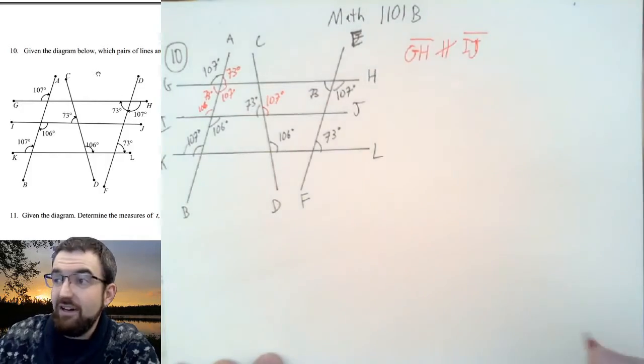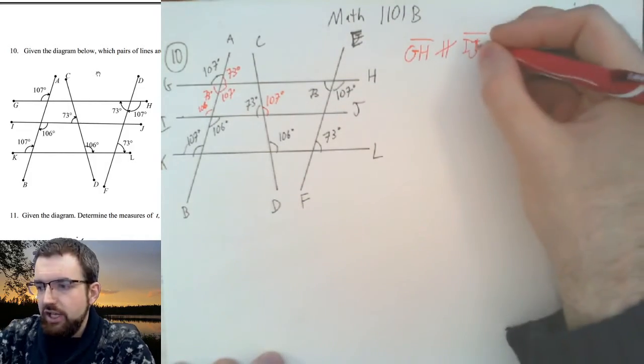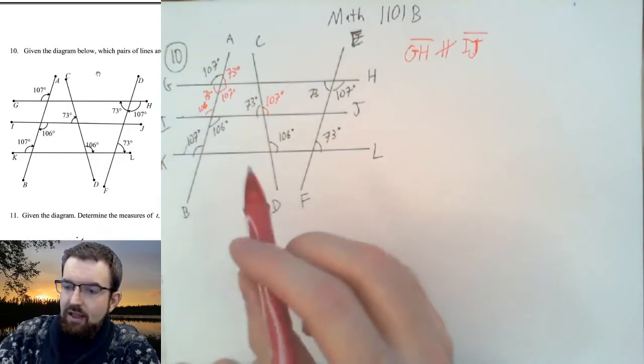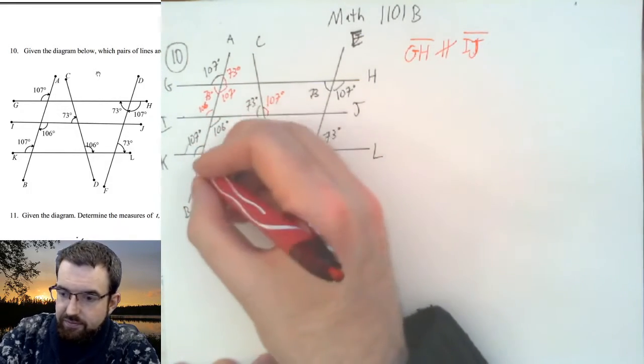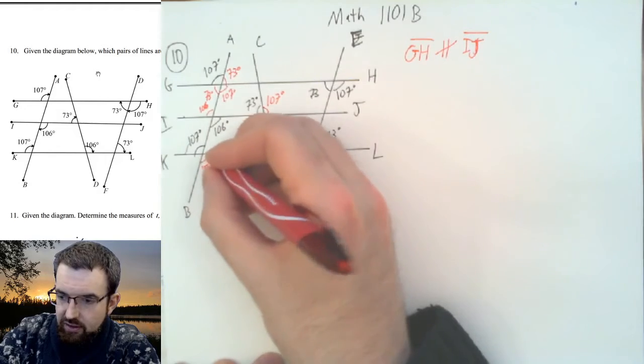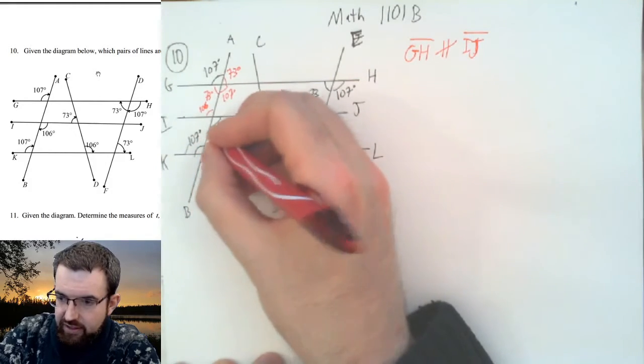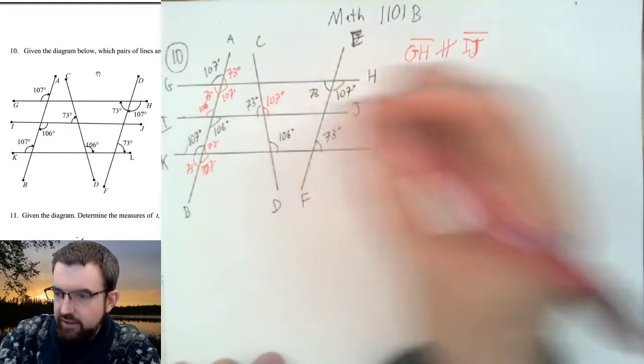Help if I finish my letters. GH is not parallel to IJ. Okay, so we've got that. Now going through here, we know this is 107, so this is going to be 107. This one's going to be 73, and this one's going to be 73.